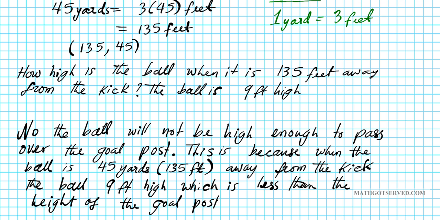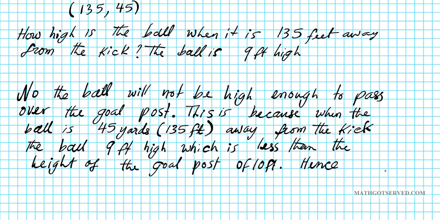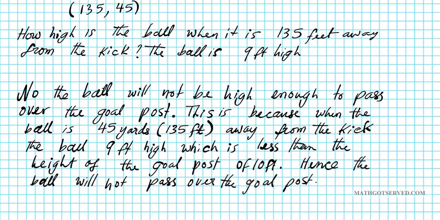the goalpost of 10 feet. Okay? Hence, the ball will not pass over the goalpost. So that's one way of writing down your justification. There are many different ways you can write it. Just make sure you explain your thought process with the graphs and the point and coordinates. Just write in a paragraph and you should get full credit for this problem.